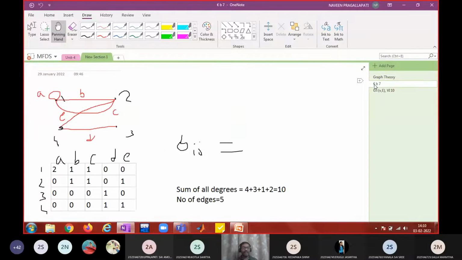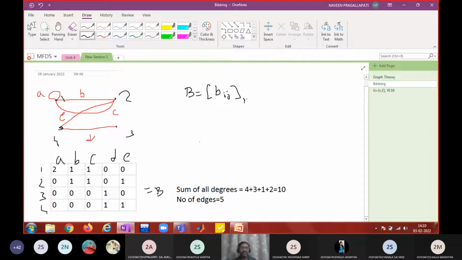Right. Similarly, we discussed the incidence matrix also. So what is the incidence matrix? Incidence matrix is a matrix B. What is the definition of matrix B? What is the order of this matrix B? It is of order n by m, number of vertices by number of edges, where n denotes the order of the vertex set, and m is the order of the edge set.